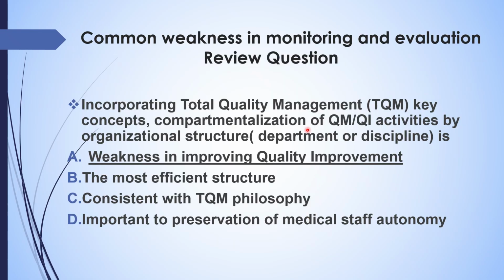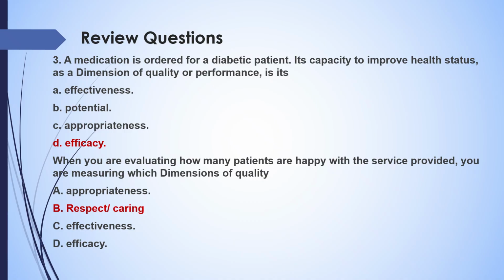Okay, incorporating total quality management key concepts. Compartmentalization is a weakness in improving quality improvement. We already talked about this question. Then a medication is ordered for a diabetic patient. Its capacity to improve health status as a dimension of quality is efficacy.